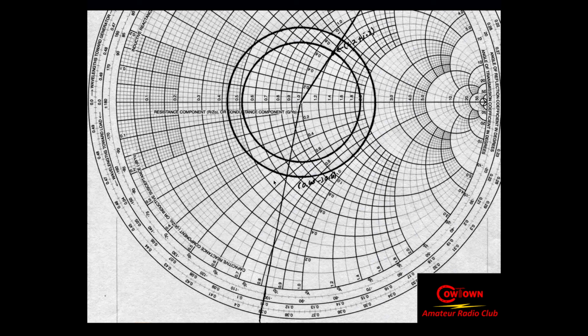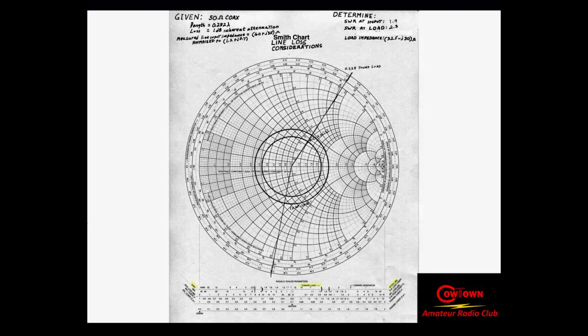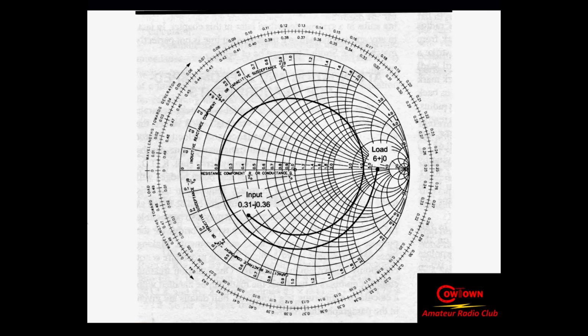Not at the radio, but actually at the antenna feed point. And that comes out to, looks like 0.6 minus J, let's see, I think that's 0.68 minus J 0.6. Okay, so now we're back to where we were.